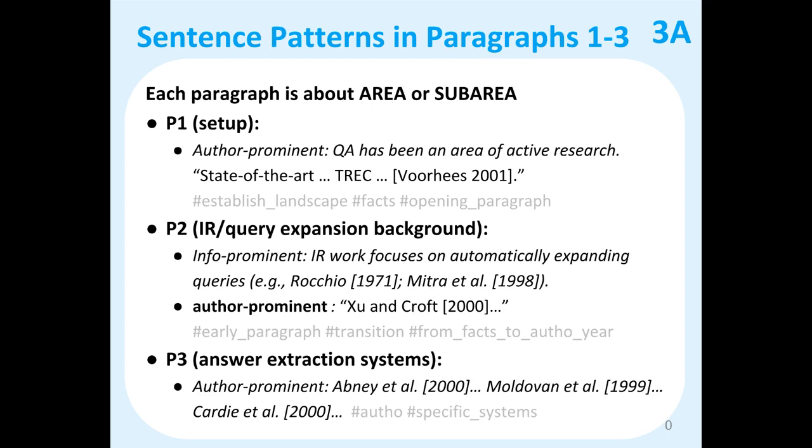In paragraph 1, the author starts with an author-prominent style to establish the general landscape and the state of the art. In paragraph 2, we see a strategic mix. They use info-prominent for the broad background, then transition to author-prominent to introduce key foundational studies. By paragraph 3, the focus narrows to list specific systems, again using a dense author-prominent style. So, we're already seeing that move from general to specific.